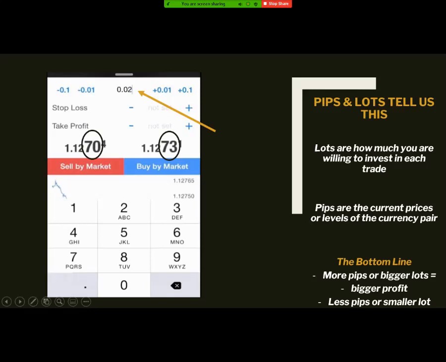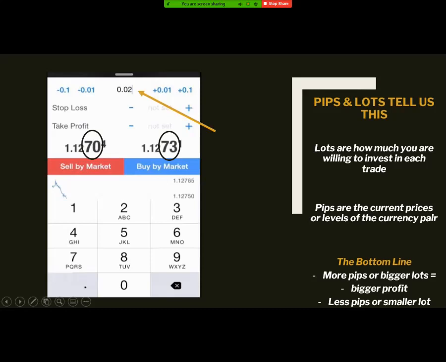But let's say I want to go bigger. Let's say I want to do a 0.1 lot, all right? That's easy. That's a nice dollar lot. I want to do $1. Every pip that this moves, I want to invest $1. So your lots basically determine how much you're going to put in. I'm going to put in a lot or little. I'm going to win a lot, I'm going to win a little, all right?